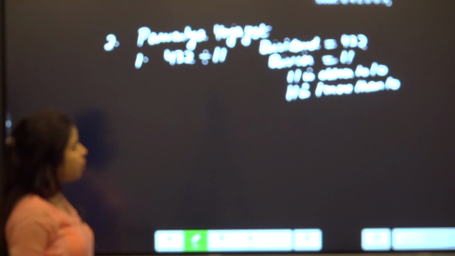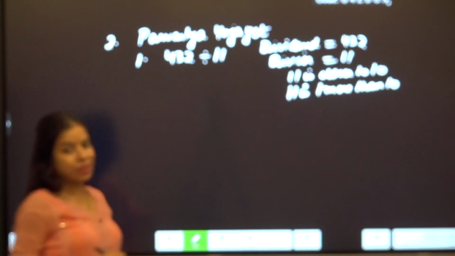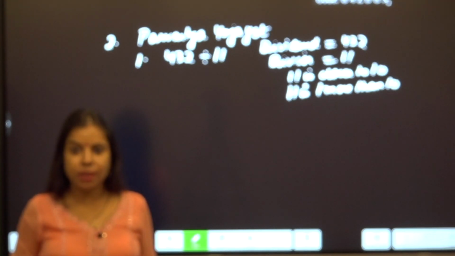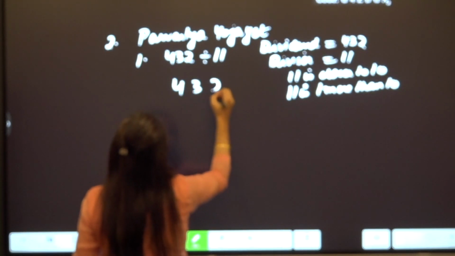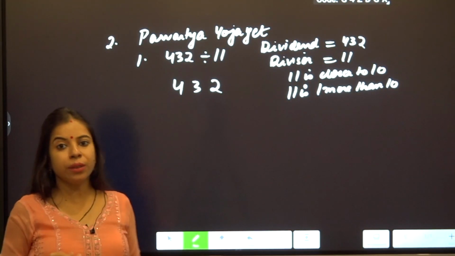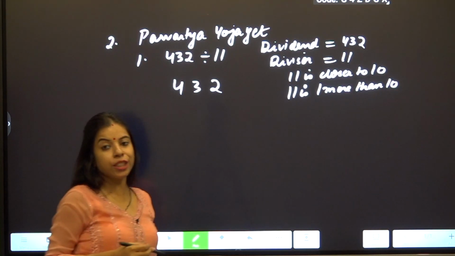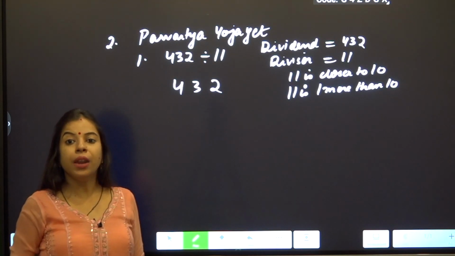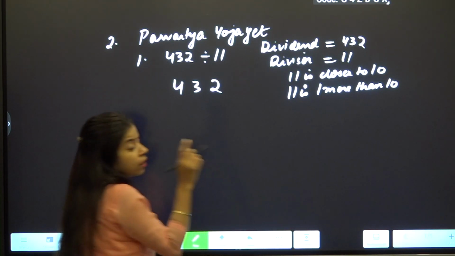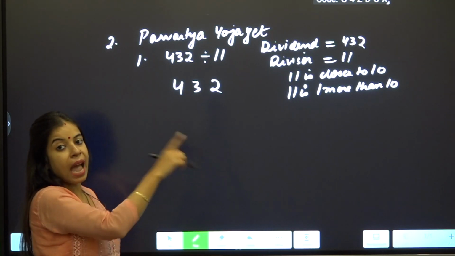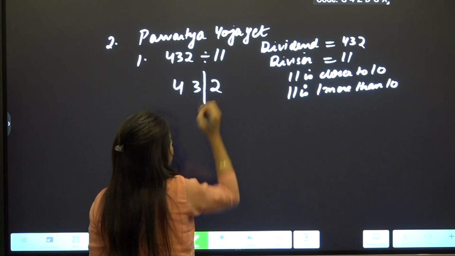Okay. So, how are we going to do this? We are going to split the dividend into two parts, the quotient part and the remainder part, and we are going to put a slash between the numbers. How? Just by looking: the number of digits in the remainder part will be equal to the number of zeros in the base. 10 is the base and the number of zeros is 1. So, we are going to place the slash between 3 and 2.